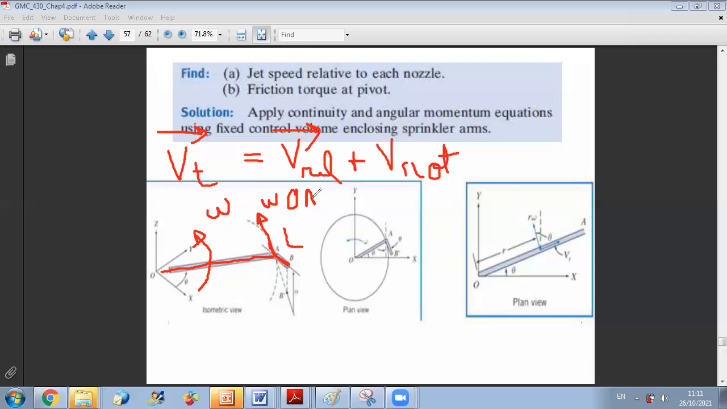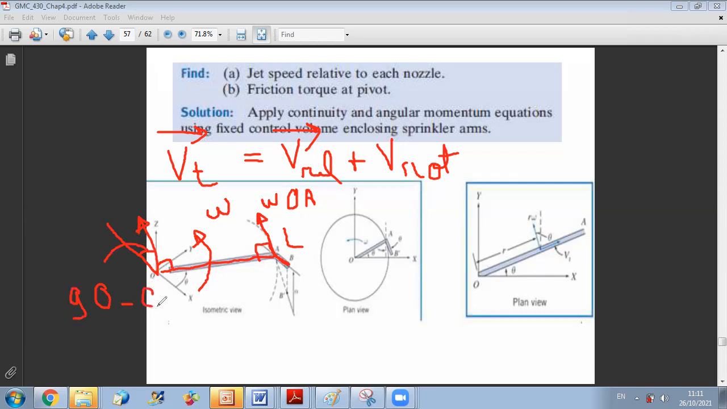Now we will decompose it into I J components. As you can see, this velocity is perpendicular to OA. So if I want to draw it here so that you can see the components along X and Y, this is my velocity V. It's perpendicular to the arm. And since the arm makes an angle theta with X, this velocity will make an angle of 90 minus theta with X.